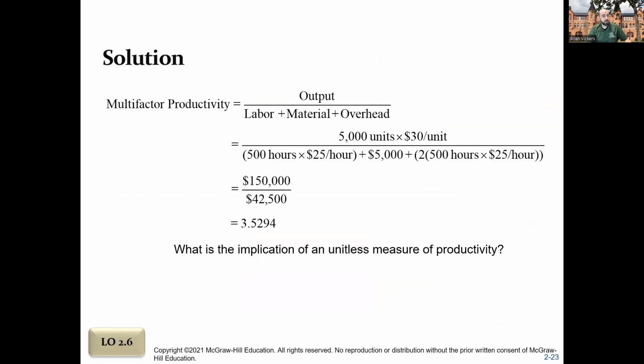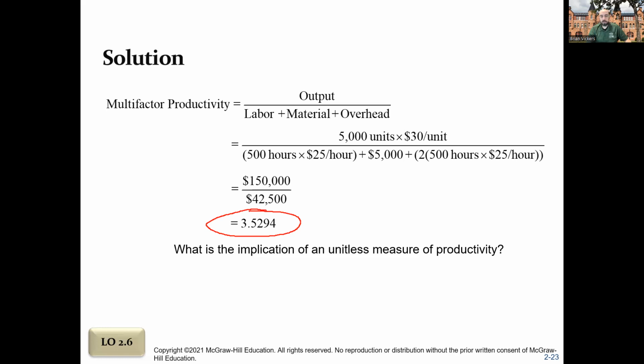Yes, okay. So we've got output divided by labor, material, and overhead. 5,000 times 30 is 150,000, and then we have 500 hours at $25 an hour plus $5,000 worth of material plus 2 times our labor. If our labor was 12,500, then our overhead is 25,000. Add it all together, we've got $150,000 worth of output, which is our revenue, divided by 42,500 worth of cost, which equals 3.5294. And what's the implication of a unitless measurement of productivity?